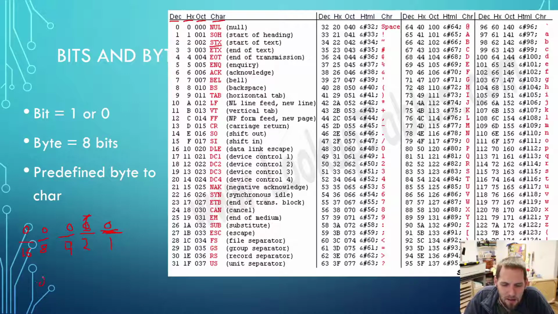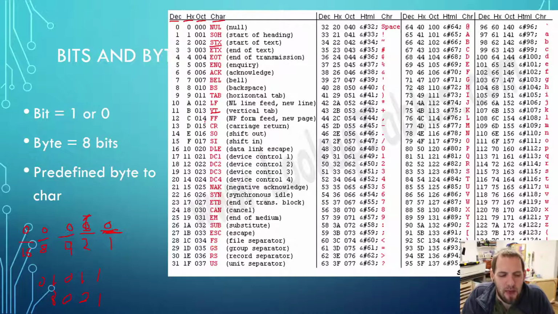If I did 01011, 1 times 1 is 1, 1 times 2 is 2, 4 times 0 is 0, 8 times 1 is 8. Now we can add those up, 8, 2, 1, so we get 11, which then tells us that we're in a vertical tab. All right.